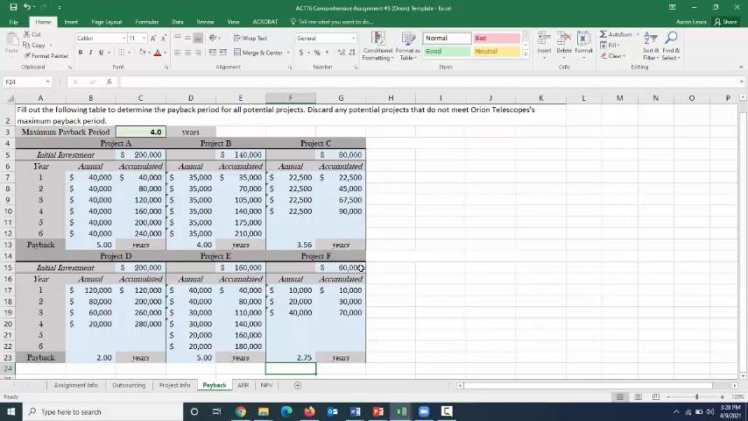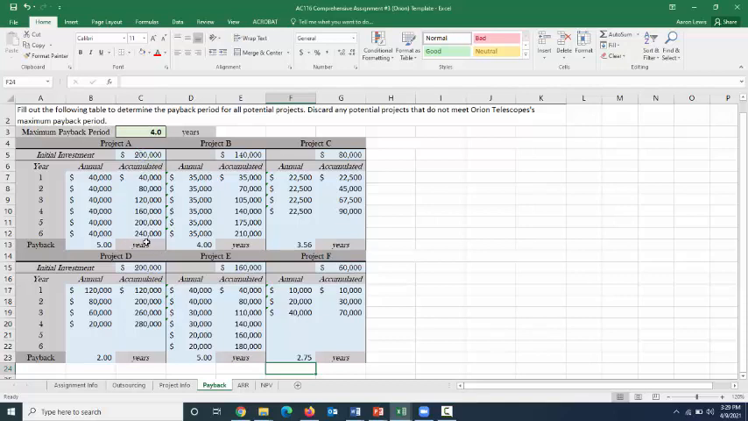So now that we have the payback period for each of our potential projects, we need to eliminate the ones that don't satisfy our company's requirement. And every company will have a certain time period in place for Orion telescopes. Their maximum payback period is 4 years. If a project takes more than 4 years to get paid back, they are unwilling to accept that potential project.